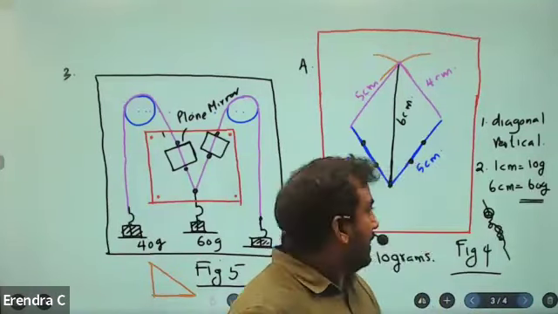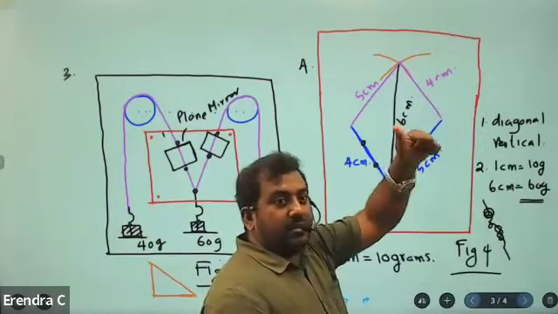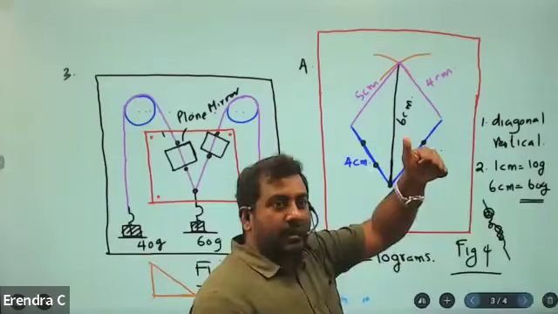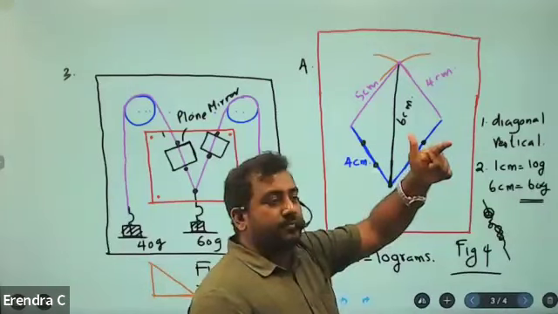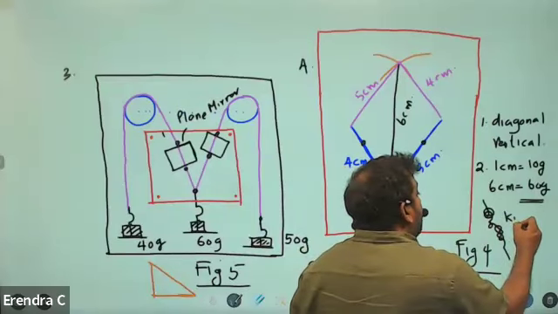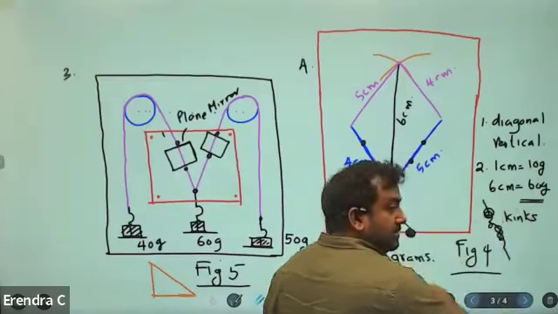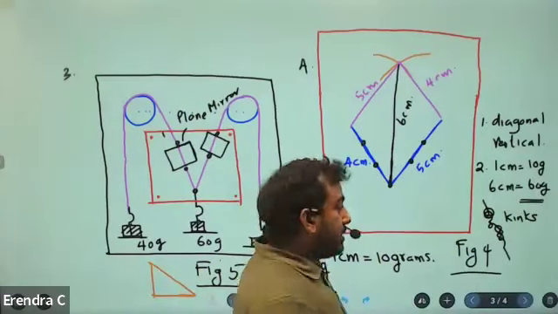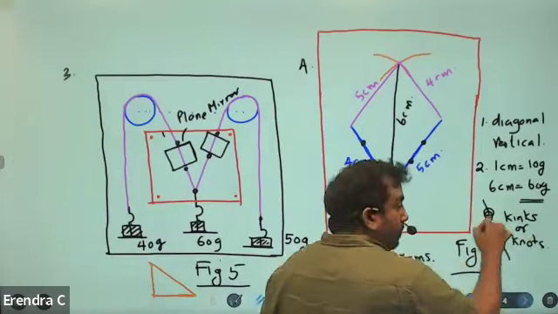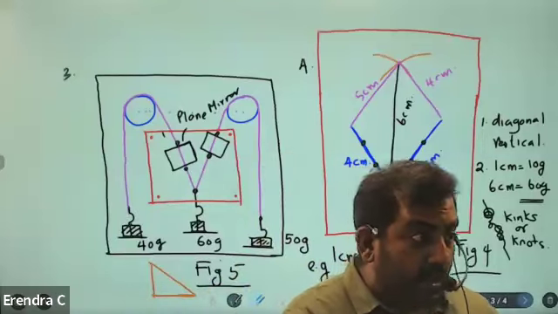Why isn't it vertical? Friction might be there in the pulleys. Ropes might be heavy. There might be knots or kinks. We call that kinks. Knots or kinks in the rope. Then also the tension will change.